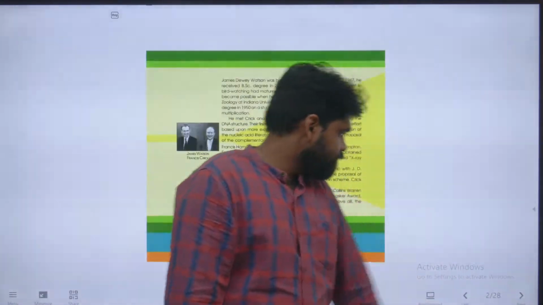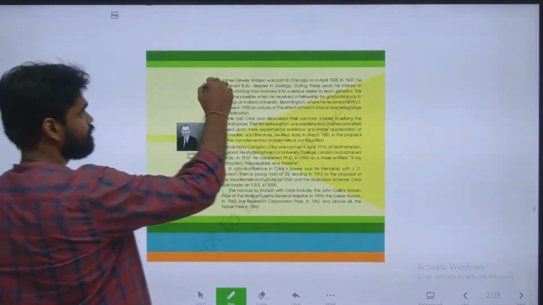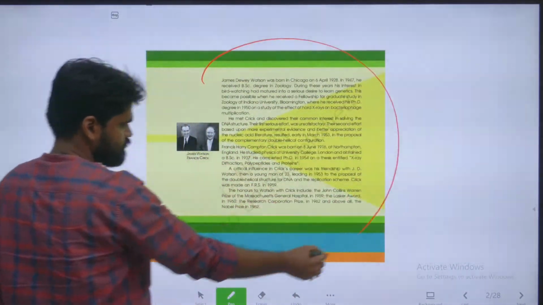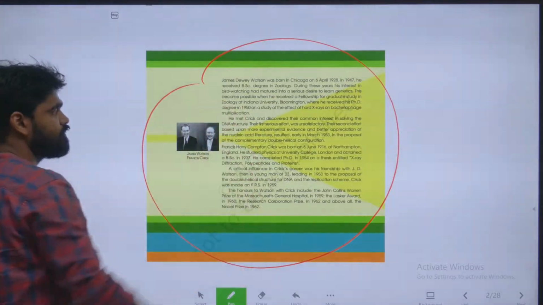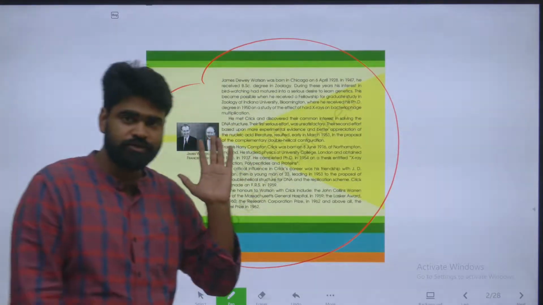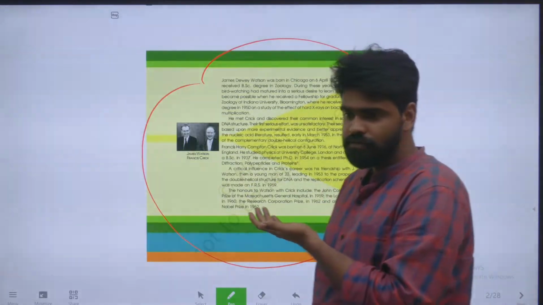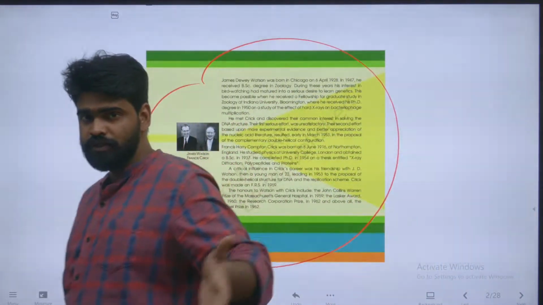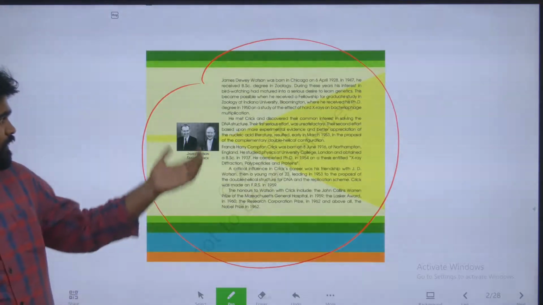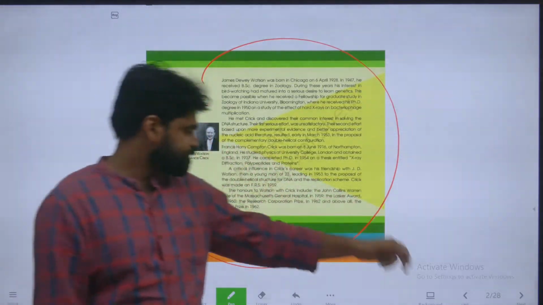Going to the next topic. Here for every unit they give this also. Here they have given Watson and Crick, because they received the Nobel Prize for it, right? What have they done? The double helix model. They have proposed the double helical model, right? So please read that also.